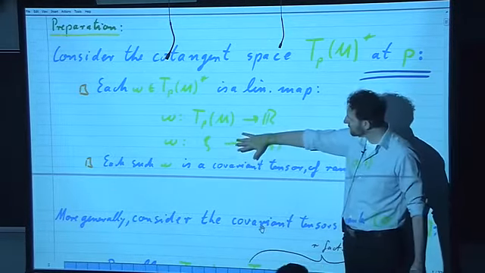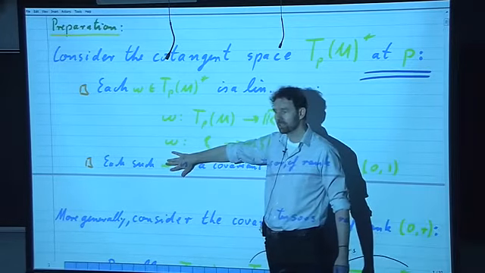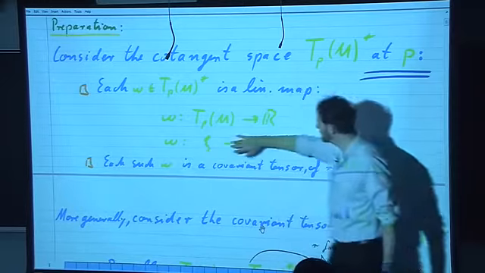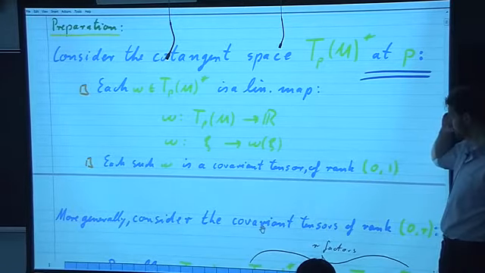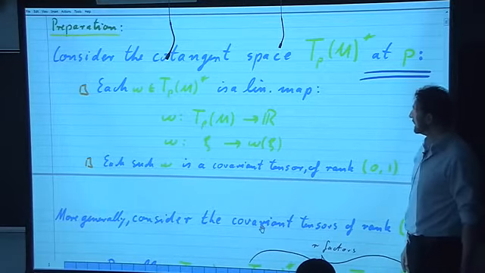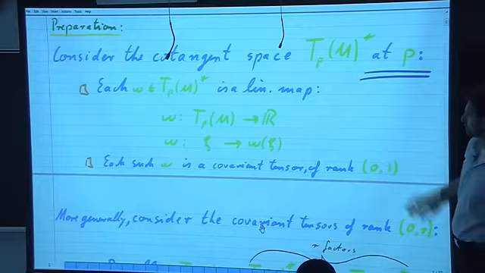At the end of the last lecture, we saw that a cotangent vector can also be viewed as a covariant tensor of rank 0, 1. The cotangent space is just a tensor space. It's the space of tensors of rank 0, 1.